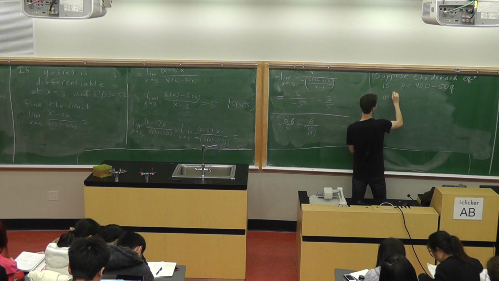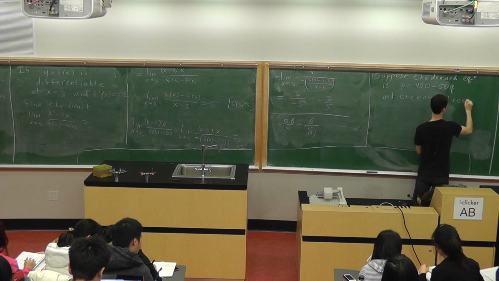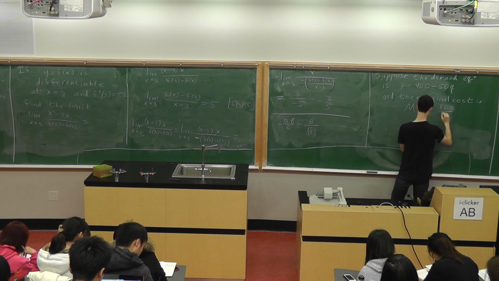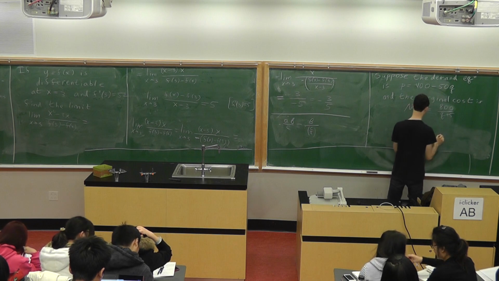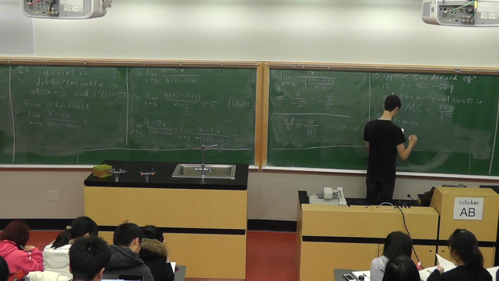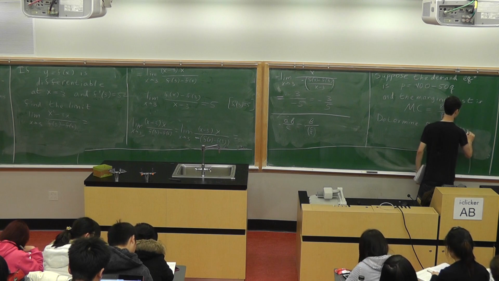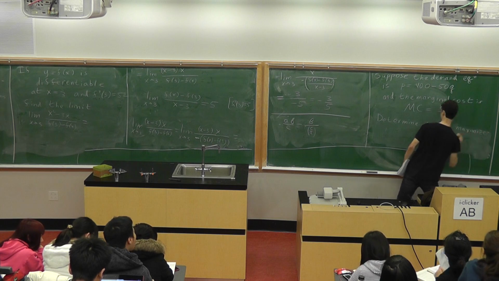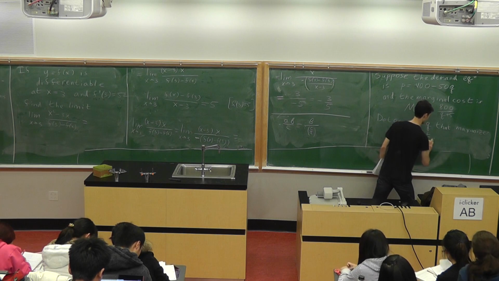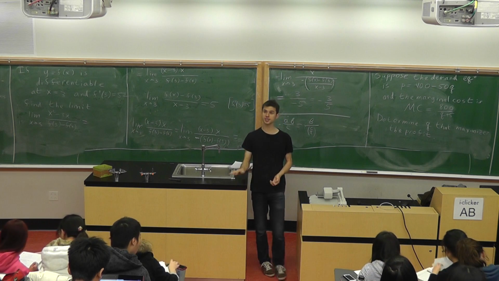And the marginal cost is 800 over 2q plus 5. Determine q that maximizes the profit. So it's also a question from one of the past exams.